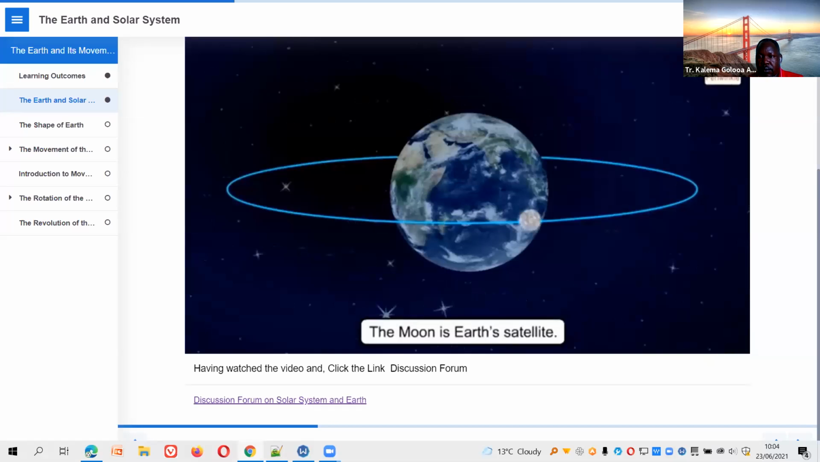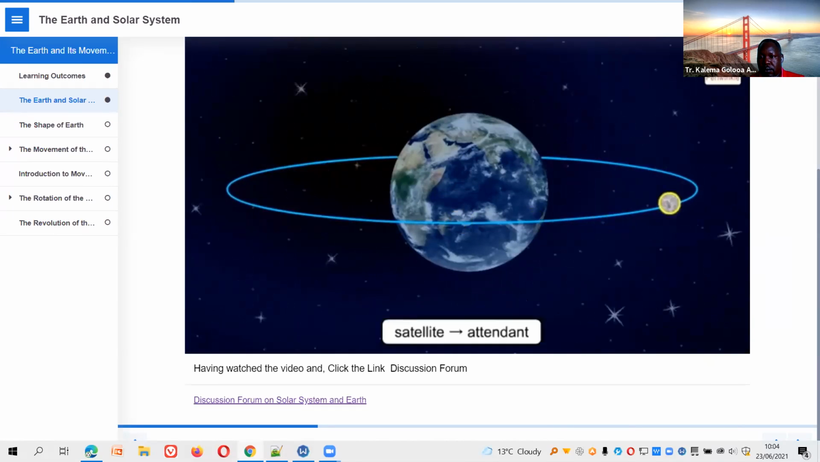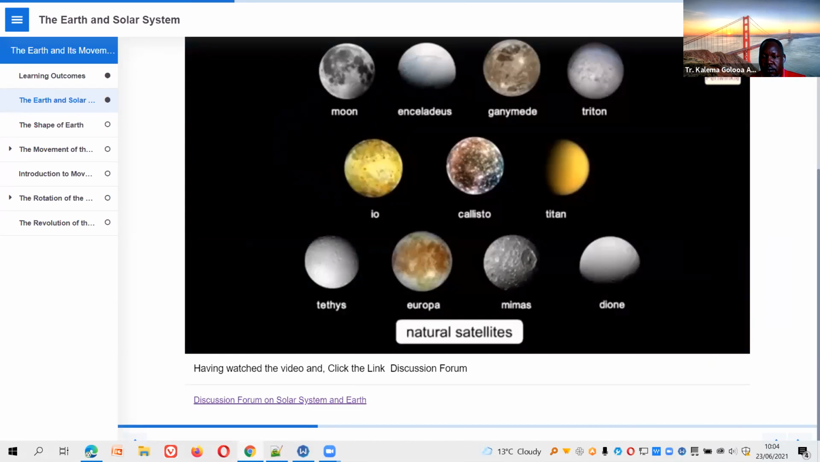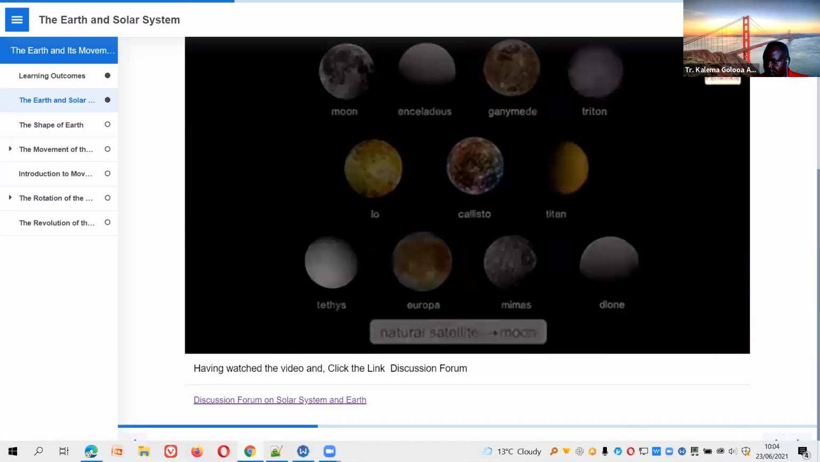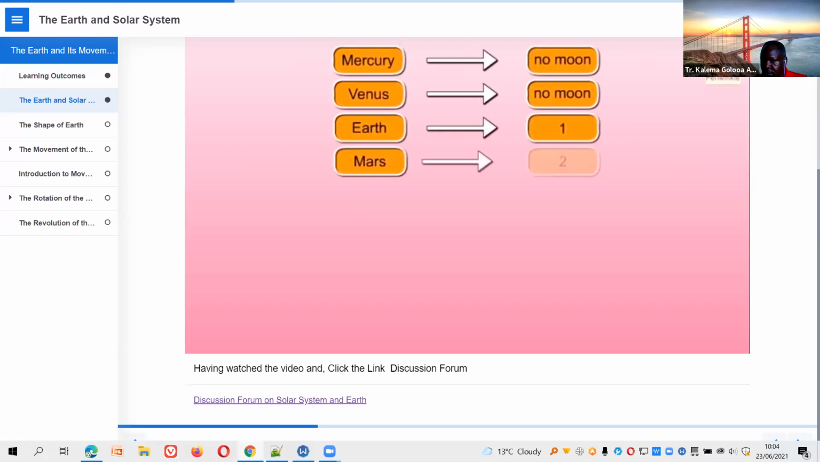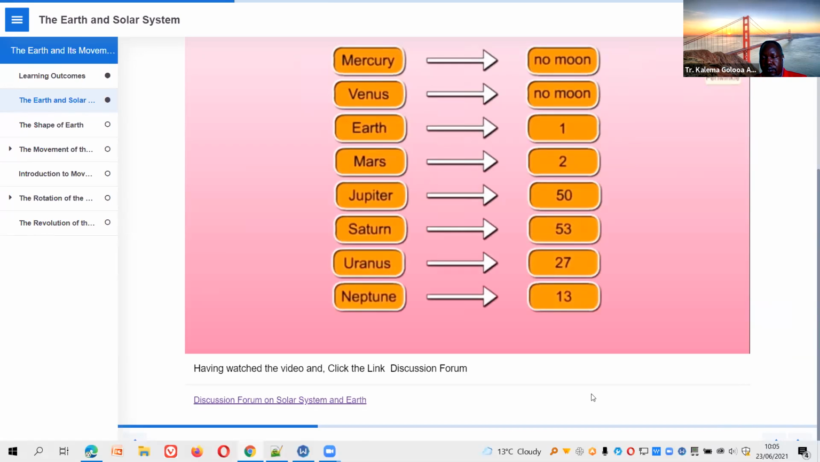The moon is Earth's satellite. A satellite is a body that orbits around a planet. The word comes from a Latin word which means attendant. There are many natural satellites in the solar system. Scientists call them moons. As of now, among the inner planets, Mercury and Venus have no moons. Earth has 1 and Mars has 2. Among the outer planets, Jupiter has 50, Saturn has 53, Uranus has 27, and Neptune has 13. Thus, making a total of 146 moons.